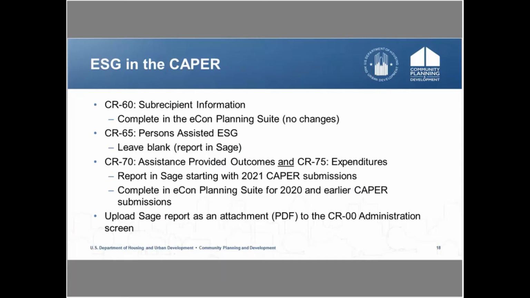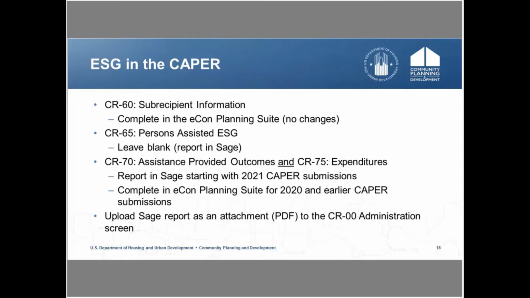ESG in the CAPER, there are a few new things here, but I'll cover all of it. The first couple are not changing, but it's still good to highlight. You've been completing the CR60 in the ESG screen in the CAPER forever, so keep doing that. That's the subrecipient information, CR60. You're still doing that in the CAPER template. The CR65, you've been completing in the SAGE report for quite a while. Again, keep doing that. Nothing's changing there.